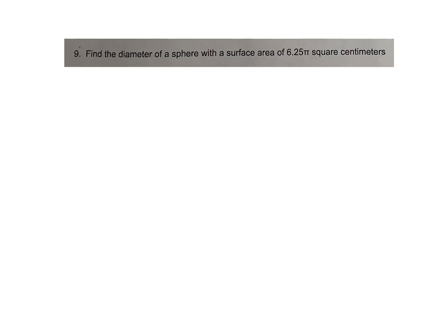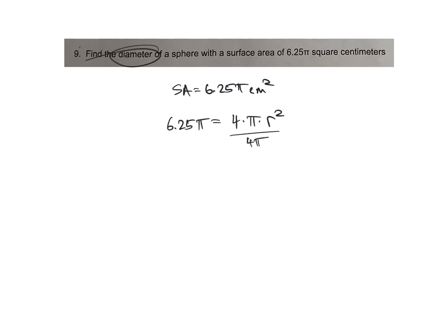Find the diameter of a sphere with a surface area of 6.25 pi square centimeters. Okay, so again, 6.25 pi equals the surface area formula of 4 times pi times the radius squared. Now we're finding diameter, so we have to find the radius first. Divide off the 4 pi.